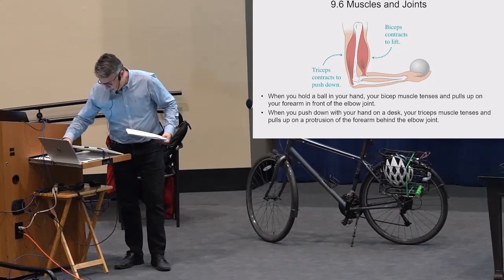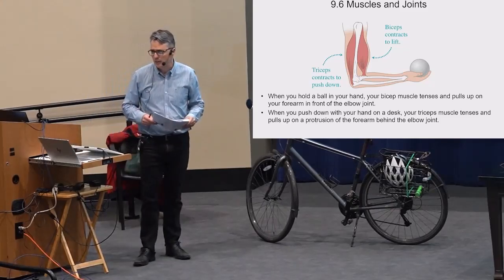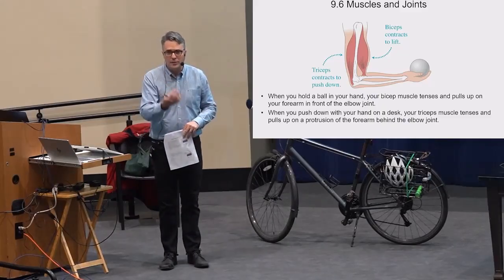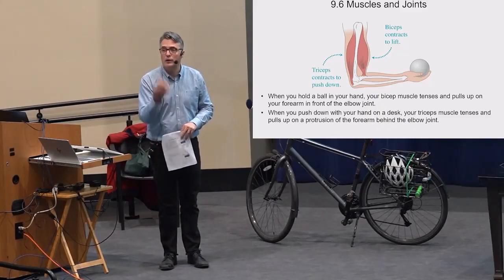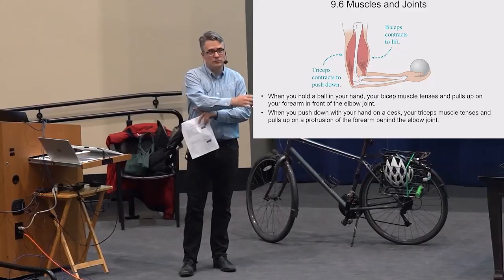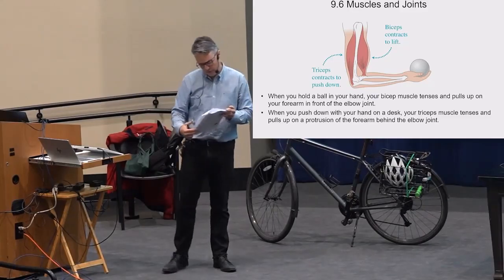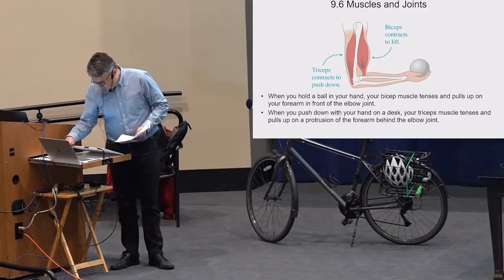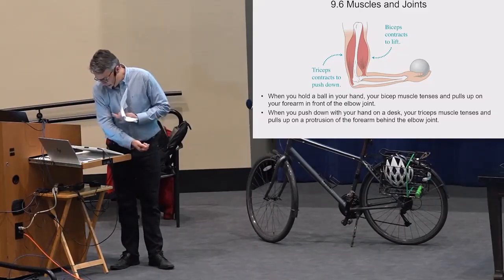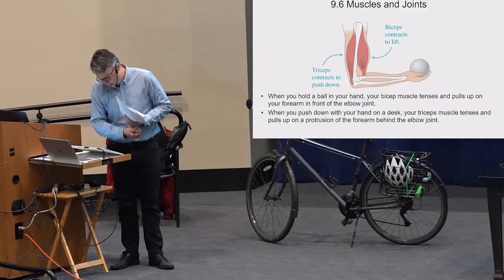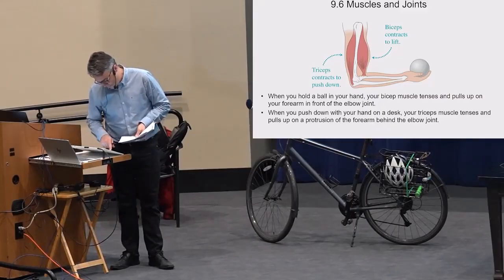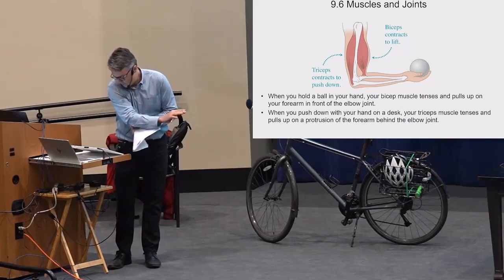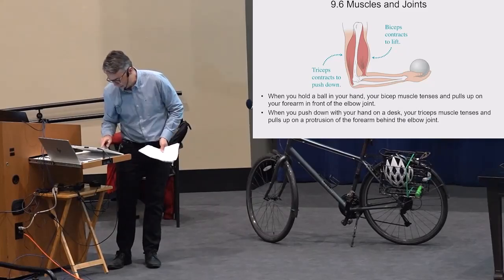Okay. Last thing here is about muscles and joints. The last section is a biological section talking about how your muscles are always basically rotating and exerting torques to rotate certain bones around certain joints, okay? Where the joint would be the pivot. So, for example, if you hold a ball in your hand, your bicep muscle tenses and pulls up on your forearm in front of the elbow joint. And then if you push down with your hand, there's a tricep muscle which pulls on a protrusion of your forearm behind the elbow joint.